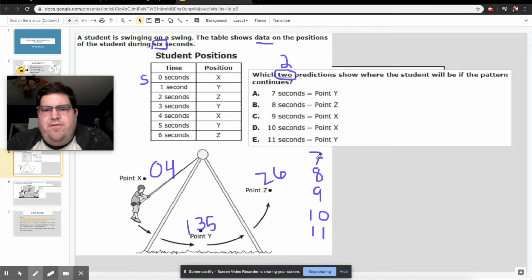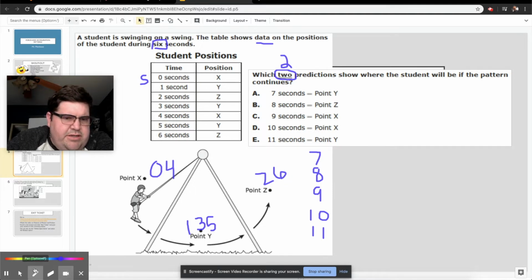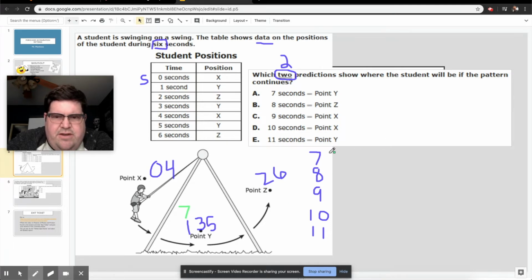Now, where would he go for 7? Well, if he's over here at 6, he's going to come back over here. So let me change this color so I can show that that's different now. So he's over here now for 7. So at 7, he's going to be at Y. All right, where's he going to be at for 8? Is he going to go to the left, or is he going to go back to the right? He's going to go back home, to the left. So if he's at 7 here, he's going to be at 8 seconds over here at X.